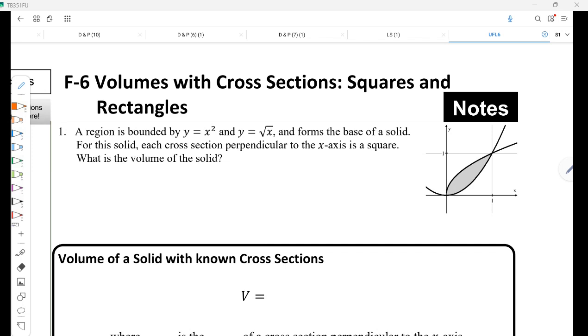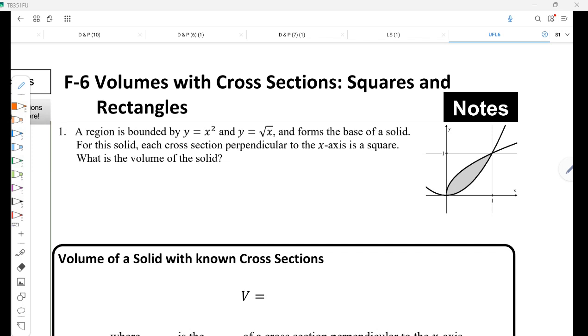Anyway, so this shape is based on this. So this is the square root of x and x squared. Sorry, I pointed to the wrong one. Those two things meet at 0, 0. They meet at 1, 1. So similar to what we were doing yesterday where we were finding the area, now we're using that area as a base and building our shape like that. They want to know what the volume of this solid is.